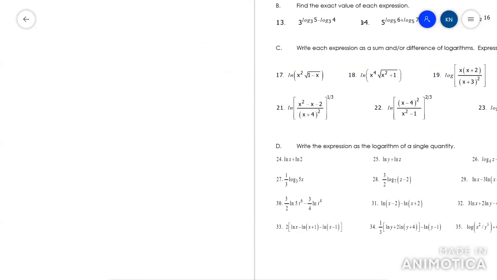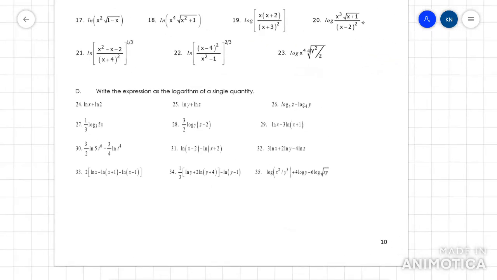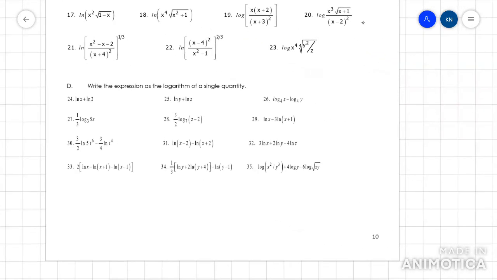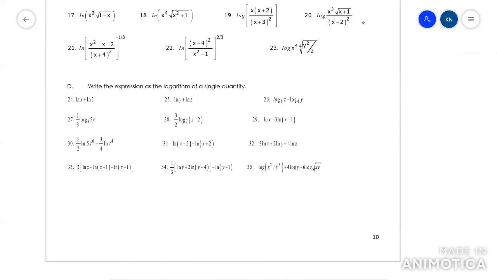Okay, moving right along. Now we get to the bottom section, which is just more of the same. And so basically you could start with 24, for example. ln x plus ln 2 would just be ln of, multiply those, 2x. Just like that. So that one was really easy.